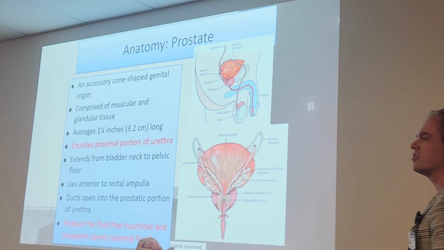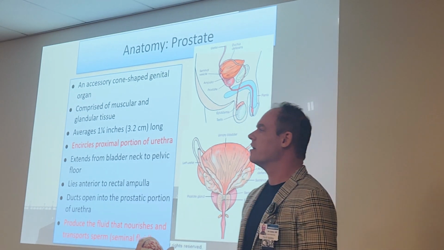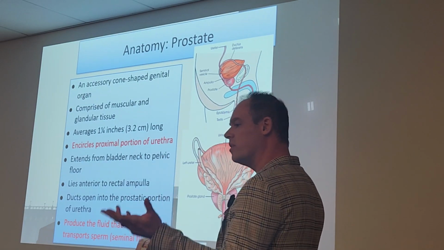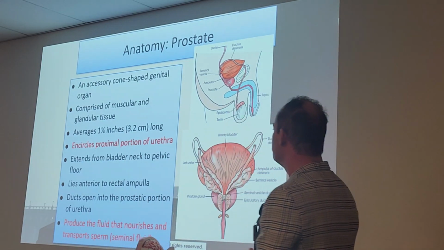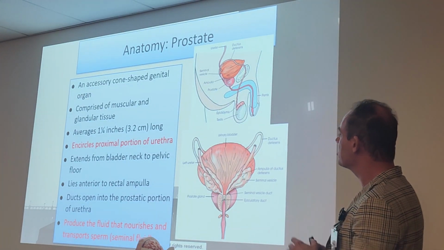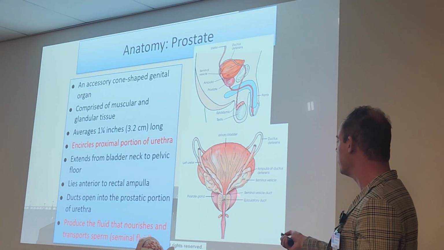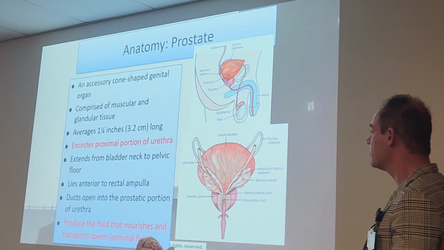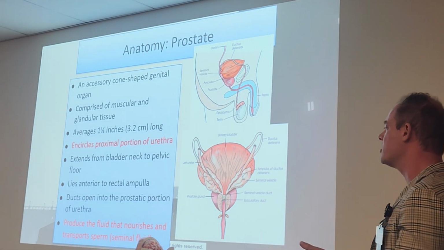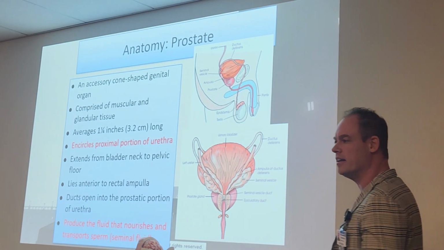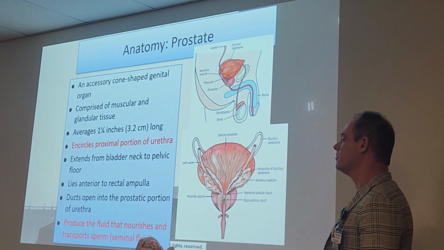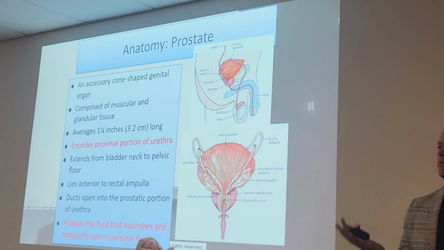Okay, then we have the prostate. It's going to be the last stop. It's a genital organ that is part of the reproductive system, even though we talked about it with the urinary system. It's comprised of muscular and glandular tissue, and encircles the proximal portion of the urethra right here, extending from the bladder neck to the pelvic floor. It produces the fluid that nourishes and transports the sperm out of the body. So we have two points of fluid contribution being mixed with that sperm.